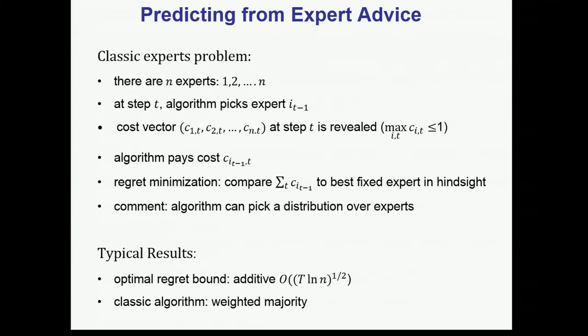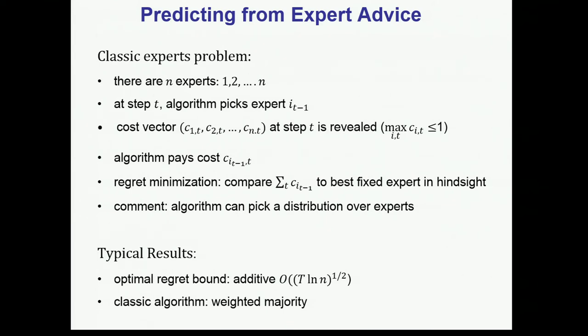let's look at the problem of predicting from expert advice. So we have n experts. At every step, our algorithm has to pick an expert. Once the algorithm picks an expert, you see the costs of the experts, and you pay that cost. So at the end, we want to compare the performance of our algorithm, the cost of the experts chosen by our algorithm, to the best fixed expert in hindsight. So the performance of the best expert, of course, in hindsight, when seeing the whole request sequence. This is called regret.